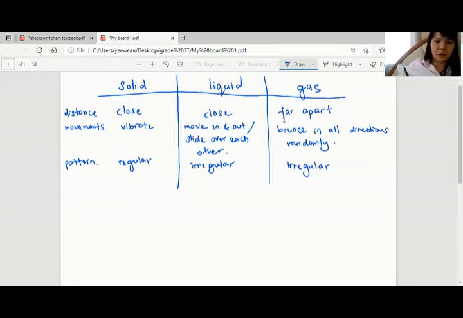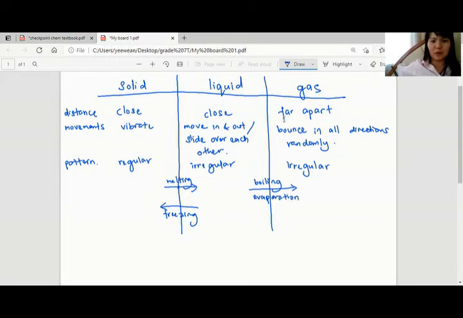Okay, so solids can become liquid, liquid can become gas, and the process is called, this one, melting. And this way, freezing. And liquid to gas, there's two. One is boiling. And the other one is evaporation.